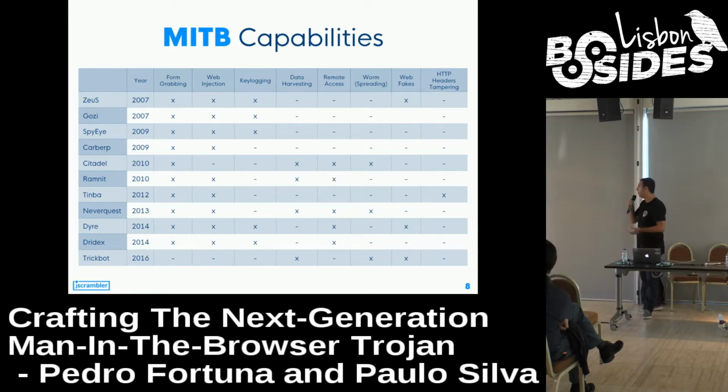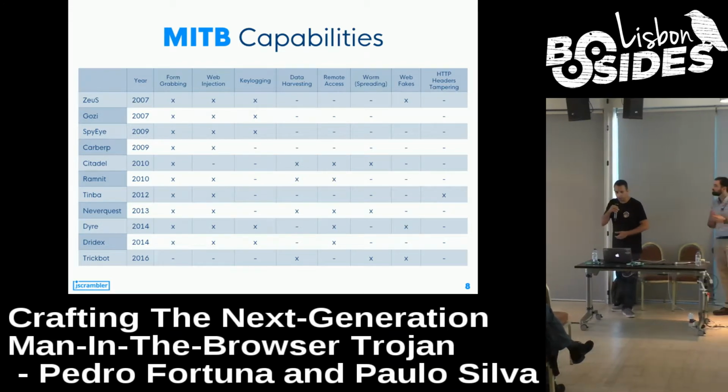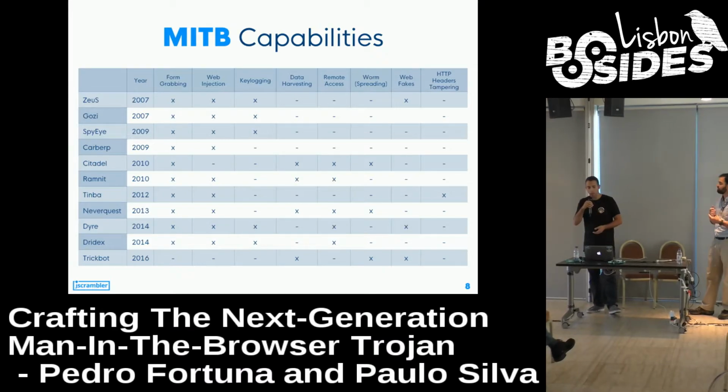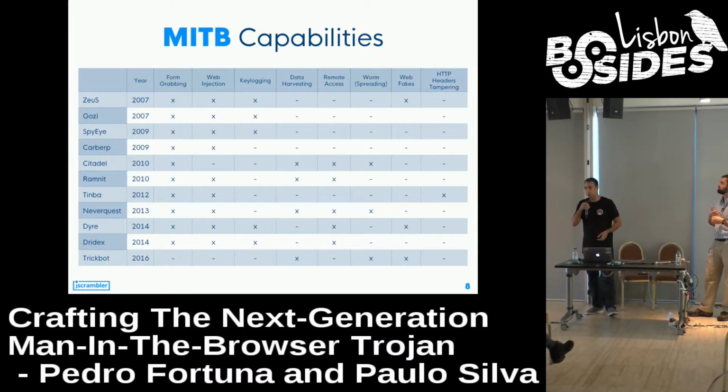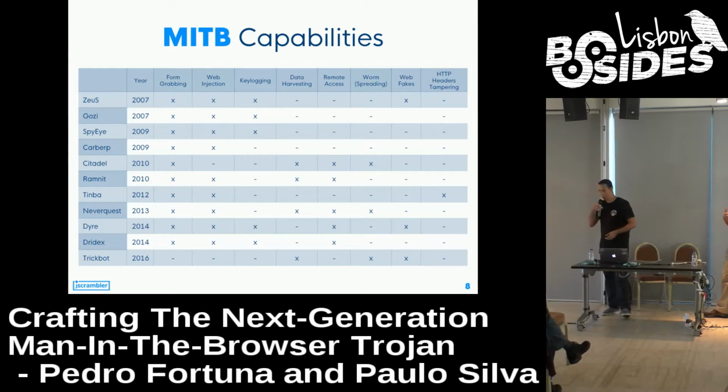But we don't have time to cover all the man-in-the-browser Trojans, so this table includes some of the most well-known Trojans and their capabilities. From left to right, you can see that they are able to do form grabbing. They can collect data in any form. And they can do webinjects that I already mentioned. These two are almost mandatory for any man-in-the-browser Trojan, so they probably include these two for sure.